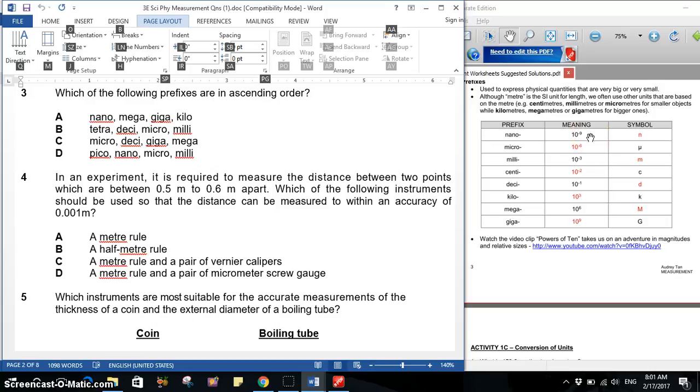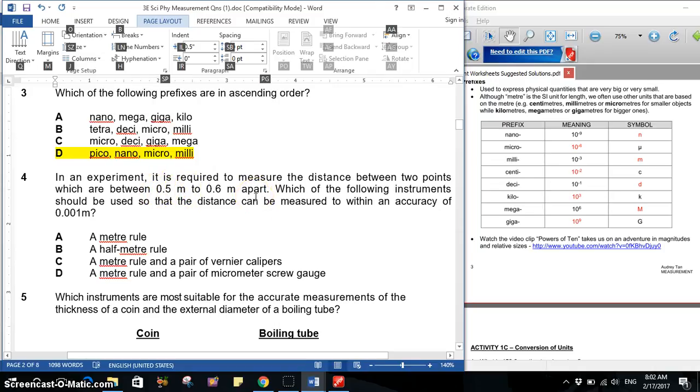Micro is -6. Milli is -3. So D is the only possible answer. For your information, pico is 10 to the power of -12. So answer is D.